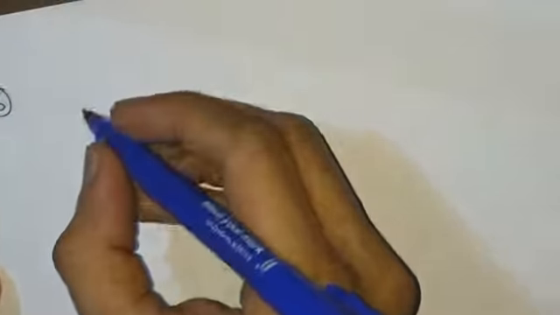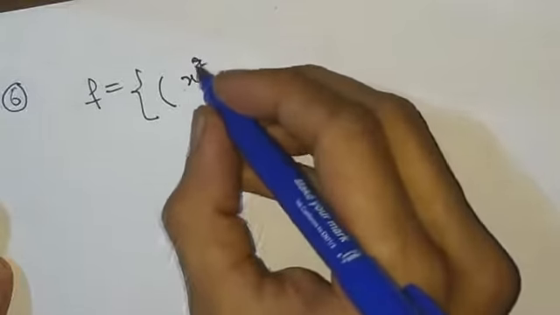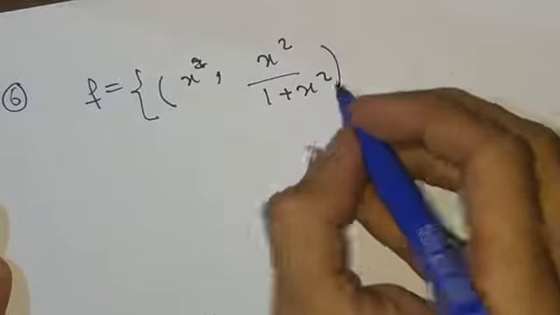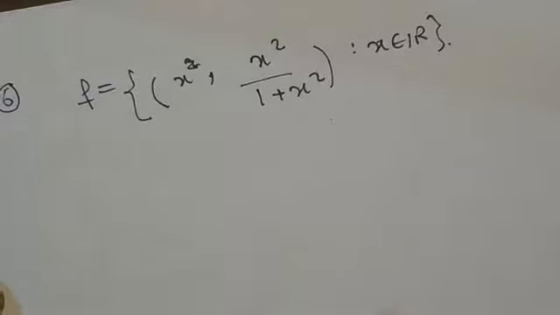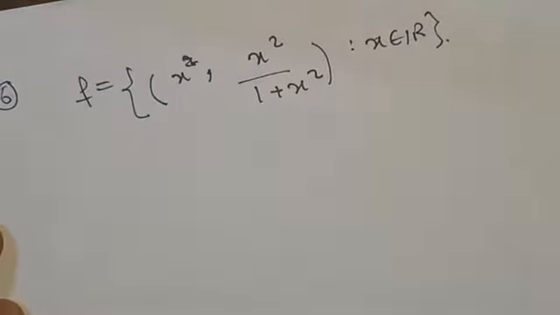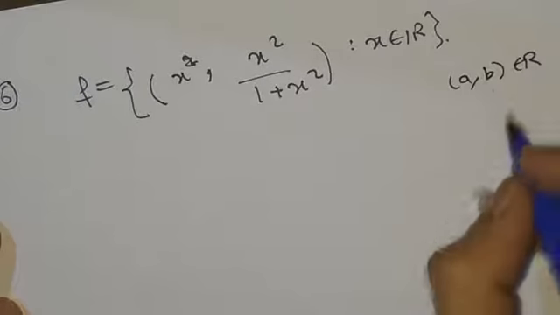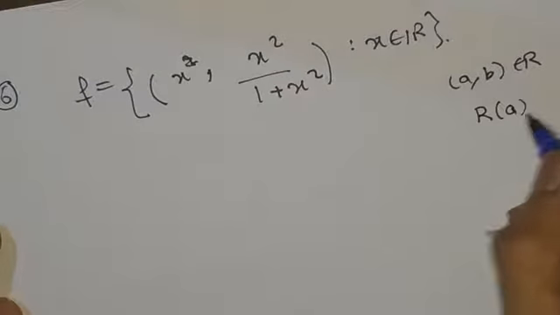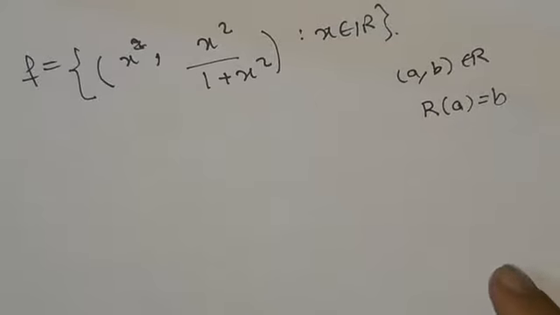So you are given a function f equal to {(x, x²/(1+x²))}, where x belongs to the set R. Okay, so you know that a relation, when it is defined in terms of an ordered pair, suppose (a, b) belongs to the relation R, then we can interpret it as R(a) equal to b. That is, R of the first element is equal to the second element.